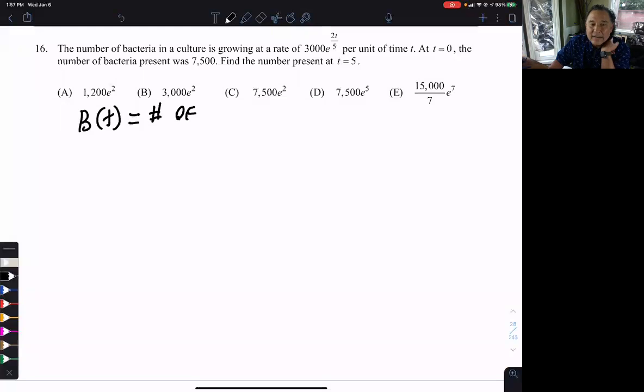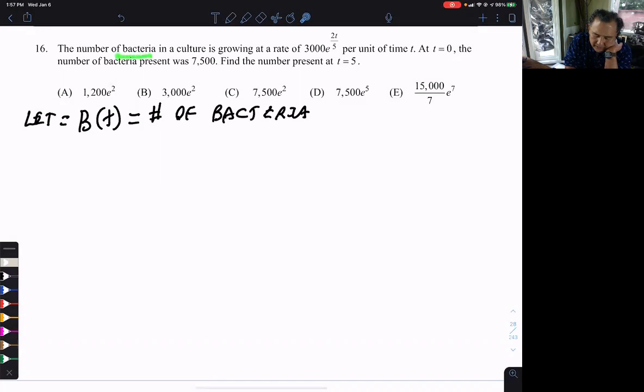This is 1973, number 16. The number of bacteria in a culture. So I'm going to define a function, B of t. Let B of t equal the number of bacteria. But the number of bacteria is growing at a rate. Rate means derivative.